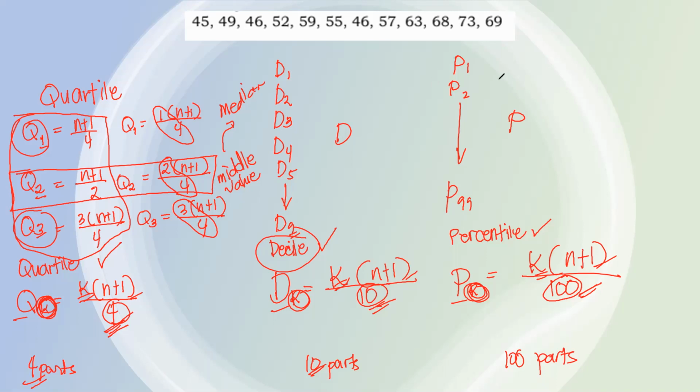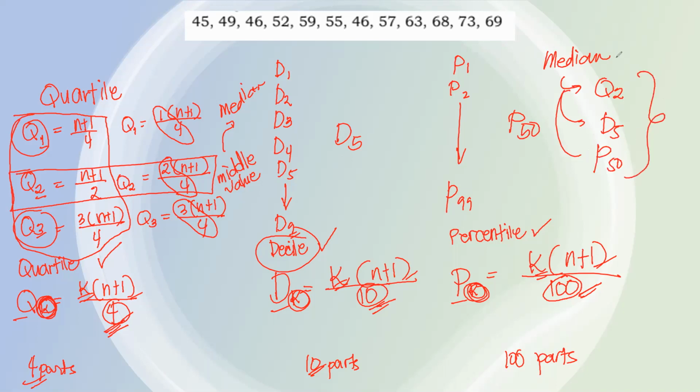50, value. 50, correct. Eh dito? 5. 5, correct. So, yung median natin is equivalent to Q sub 2, is the D sub 5, and the P sub 50. So, yung mga yan is our middle values or what we call the median.